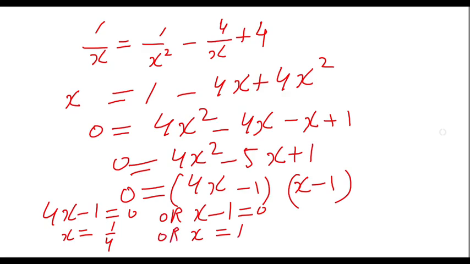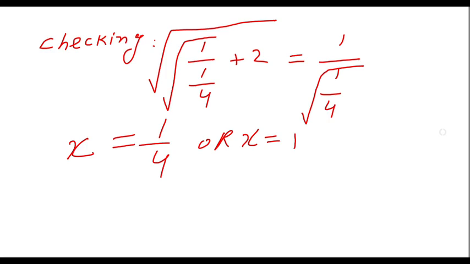Now I'm going to substitute x = 1 and x = 1/4 into the original equation to check which answer is correct. So I substitute x = 1 into the equation and x = 1/4 into the original equation. So this is no solution here, but this is the correct answer because the left hand side equals the right hand side.